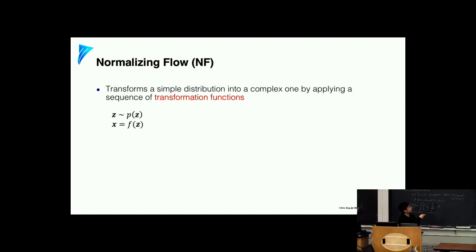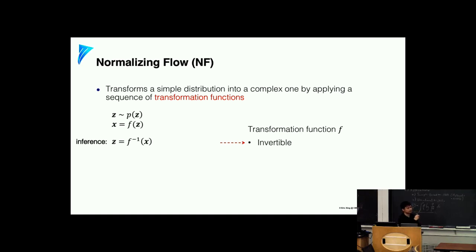With this generative model, a key operation of deep generative models, as we know, is inference. We want to infer the latent variable given a data point x. So how can we do this with this formulation? We can make some assumption about the transformation function. We assume this function is invertible. Then the latent inference is simply applying the inverse function on the data point x. So with this assumption, we can do exact inference for the latent variable.